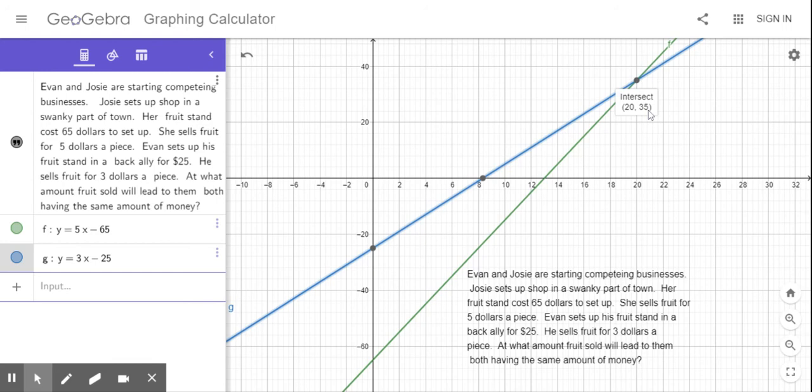At 20 pieces of fruit, that's where we're identical. I'm going to show us how to solve this equation by substitution in the next video.